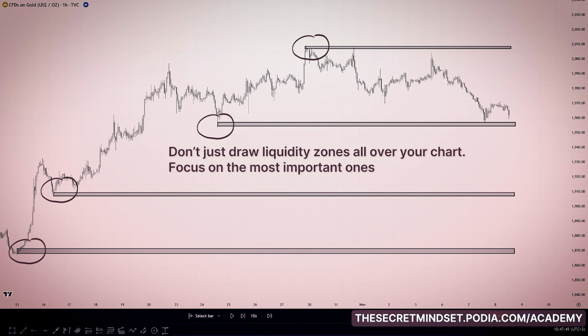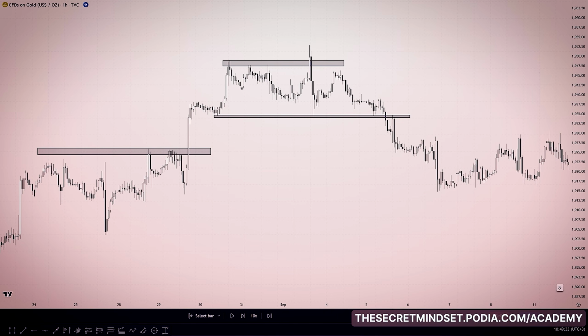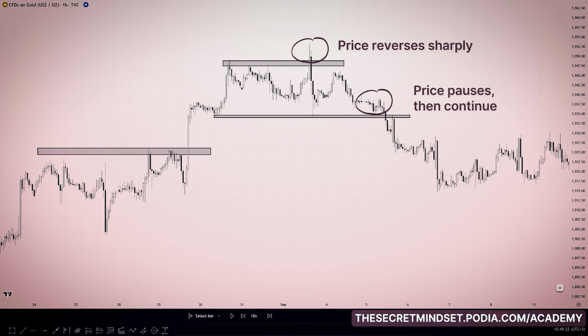Focus on the most important ones. Too many zones can make your analysis confusing. Also, pay attention to how price reacts when it reaches a liquidity zone. Does it reverse sharply? Does it pause and then continue? Or does it blow right through? This can give you clues about the strength of the move and what might happen next.